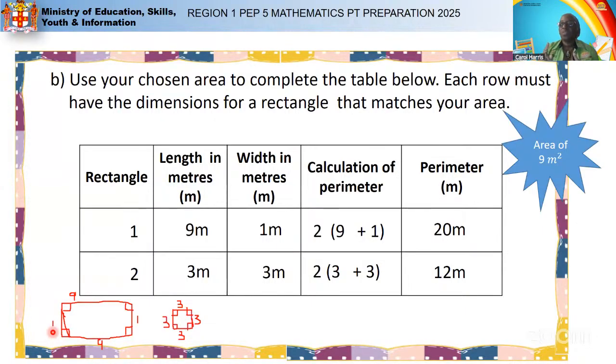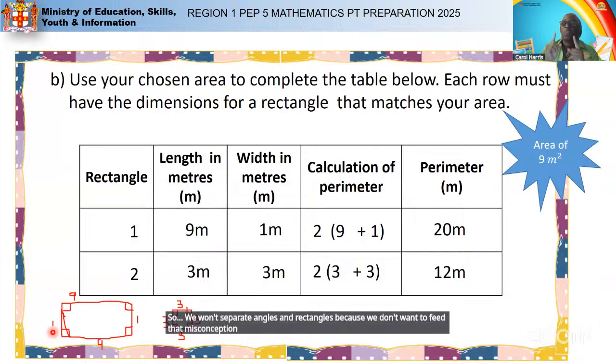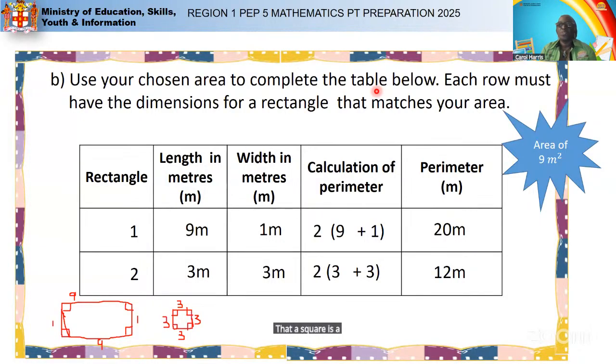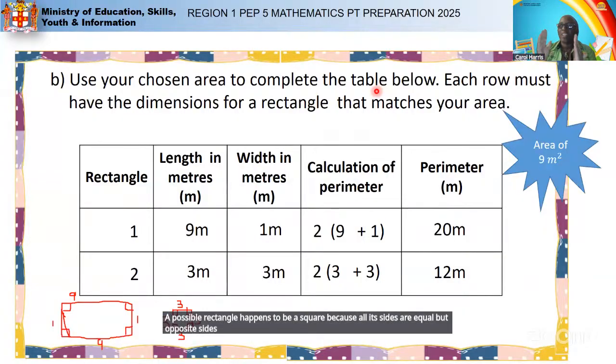So we won't separate squares and rectangles, because we don't want to feed that misconception. If you separate squares and rectangles, it suggests that they are different, and we don't want that suggestion to be perpetuated. We want students to appreciate that a square is a rectangle. So in this case, we have a possible rectangle that happens to be a square because all its sides are equal, but opposite sides are parallel to each other and equal to each other.